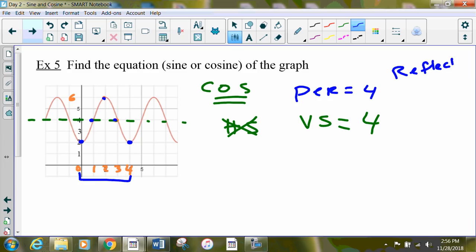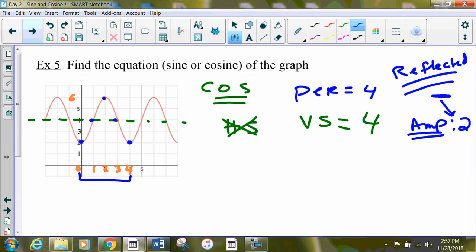So we know that since it's been reflected over its midline, there's going to be a negative involved in front of our amplitude. Let's stop and talk about our amplitude. How far up is the highest point from our midline? Well, 6 is 2 away from 4, so our amplitude is 2. And we're going to remind ourselves to put that negative in front of the 2 to show that the graph is reflected over its midline.